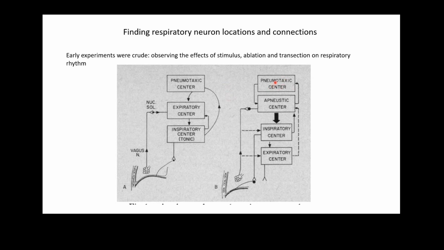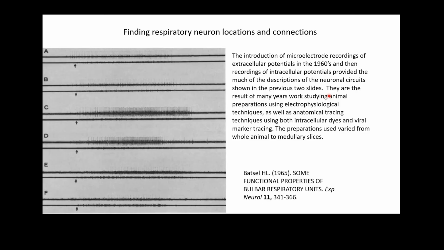And all this gave rise to the nomenclature that you see here, that we think we have a pneumotaxic center that somehow controls our rhythm. We have an apneustic center, which is, if you stimulate that, you get a very long inspiration. And some kind of inspiratory center and some kind of expiratory center that interact with each other. But with such crude experimental procedures, it really doesn't tell you very much. But that's how the whole thing started. That's what I looked at when I started in the 1960s to look at how respiratory rhythm was generated.